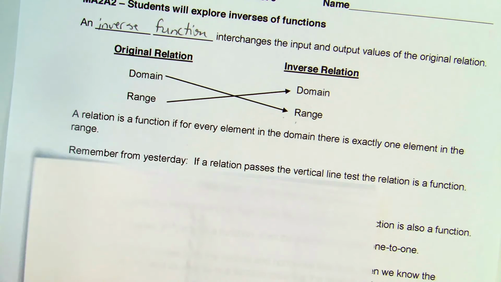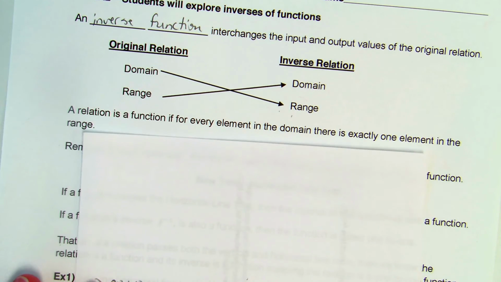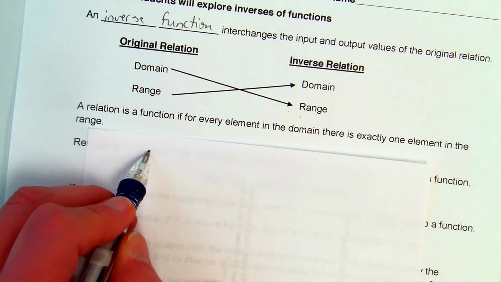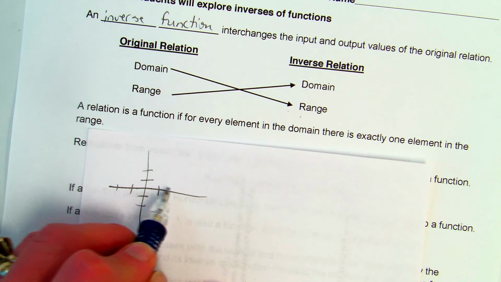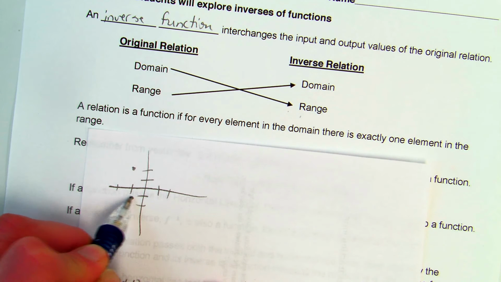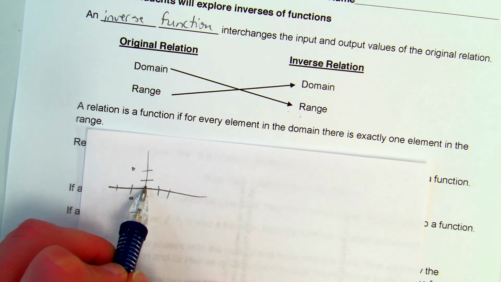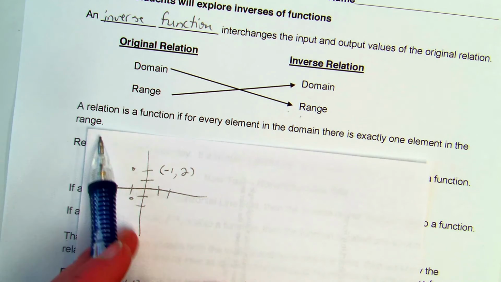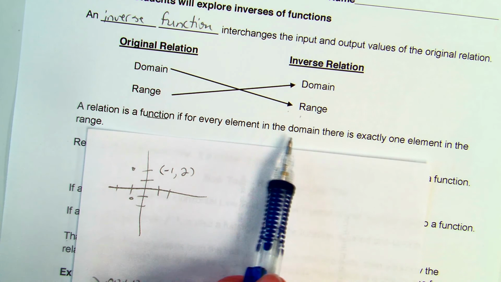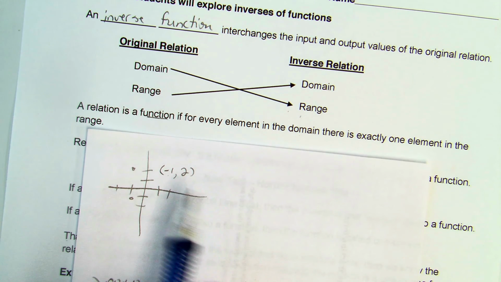Now, the next sentence says, a relation is a function if for every element in the domain, there's exactly one element in the range. Don't let that freak you out. All that's talking about is if I have a graph, is this graph right here a function? It is not a function because, if you'll notice, this ordered pair, negative 1, 2. So a relation is a function if for every element in the domain, so negative 1 is in the domain, there's exactly one element in the range.